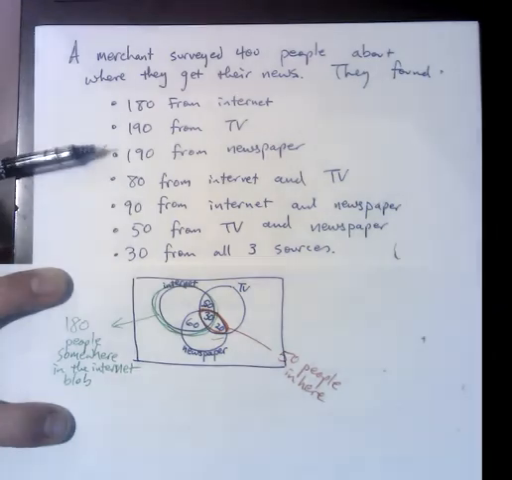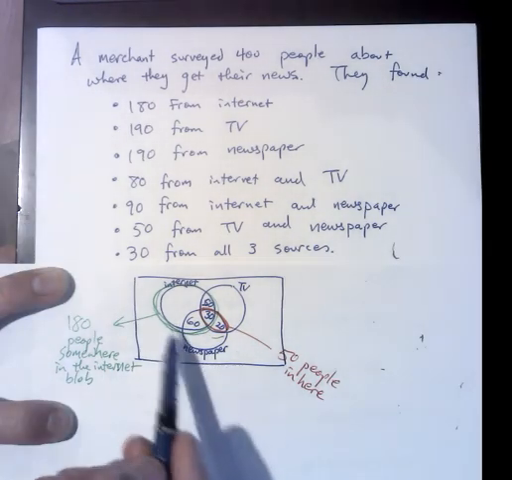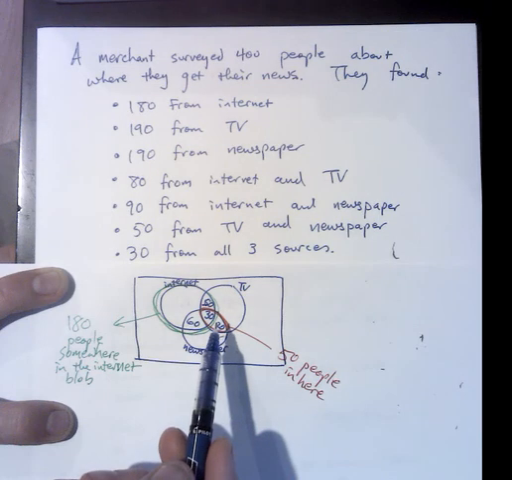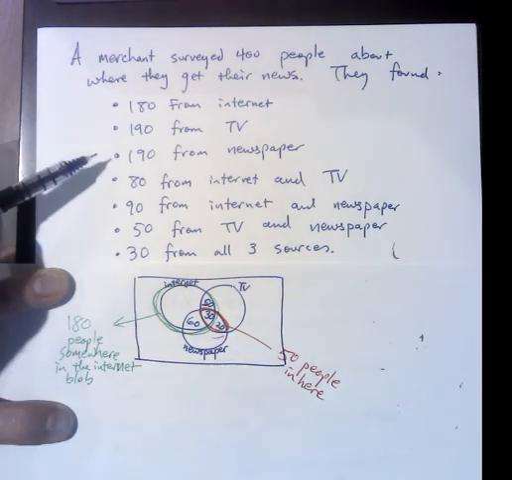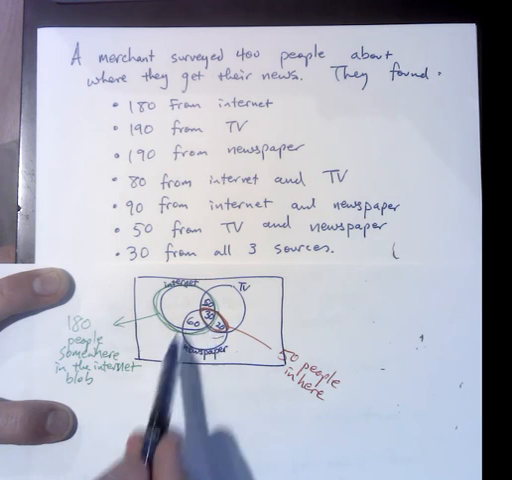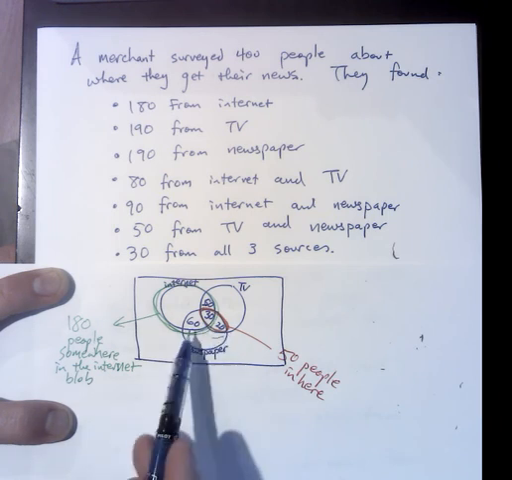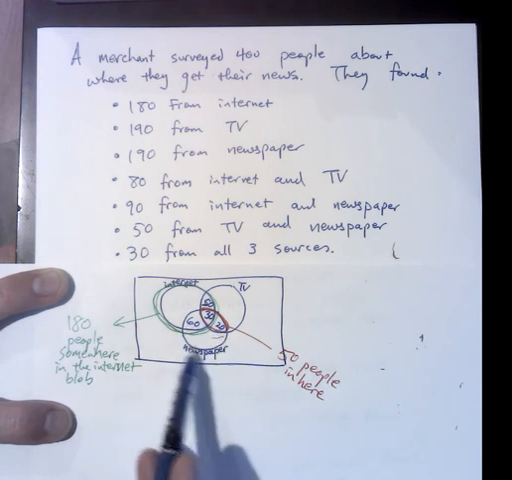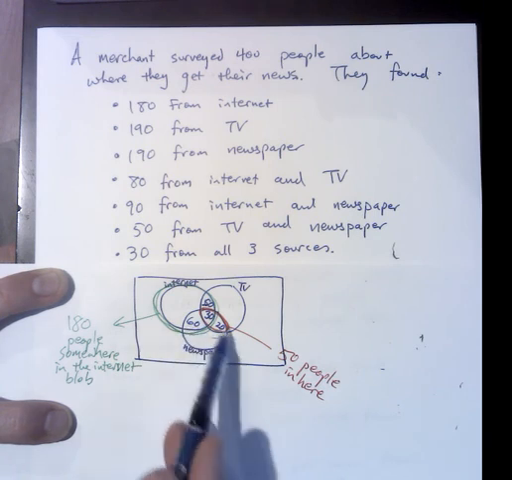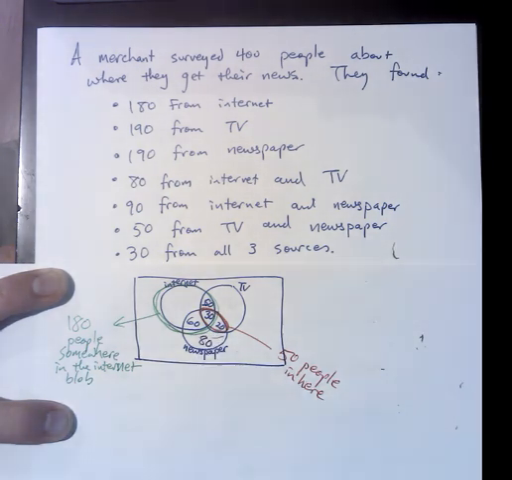190 people get their news from the newspaper. So 190 people are in the newspaper blob. How many people do I already have in the newspaper blob? 60 plus 30 plus 20, that's 110. Yep, 110. So 190 people need to be in the newspaper blob. I've already got 110 of them. 80 people have yet to be counted.